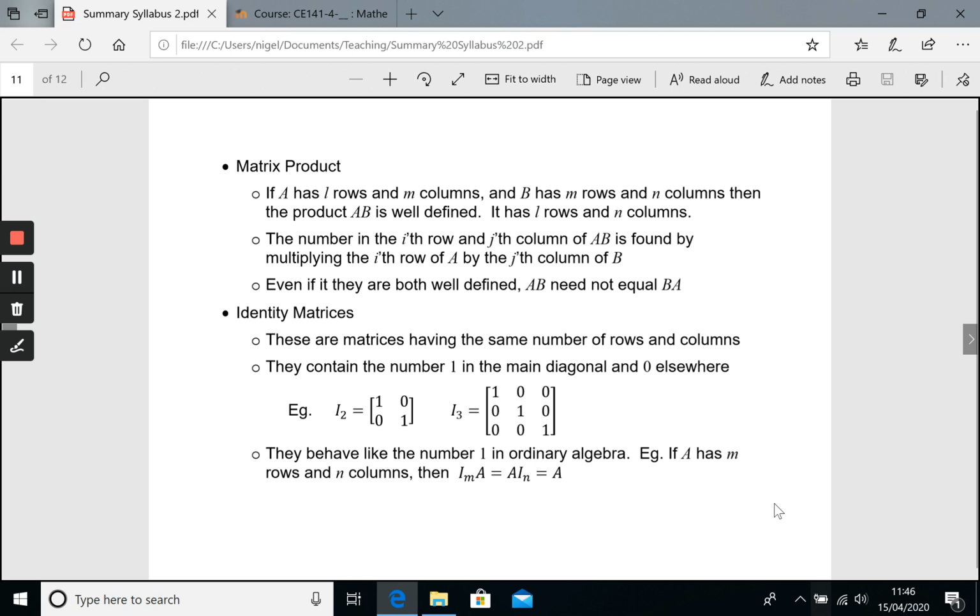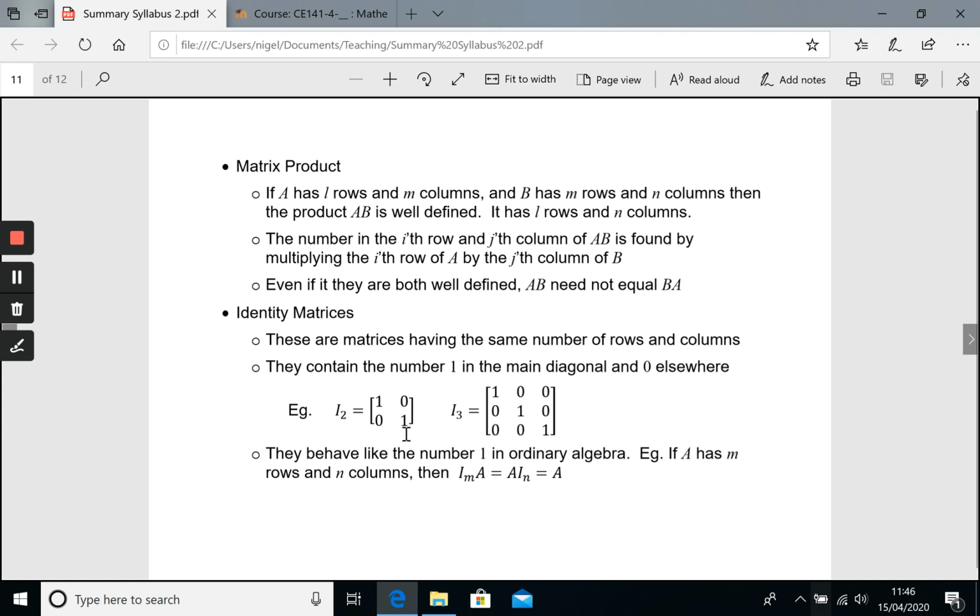Also arising in the notion of products of matrices is the idea of an identity matrix. This is like the number 1 of ordinary algebra. If you take some number, say 3, and multiply it by the number 1, you still get the number 3. It doesn't change the result. 1 times 3 is 3. So the equivalent in matrices is our so-called identity matrices.